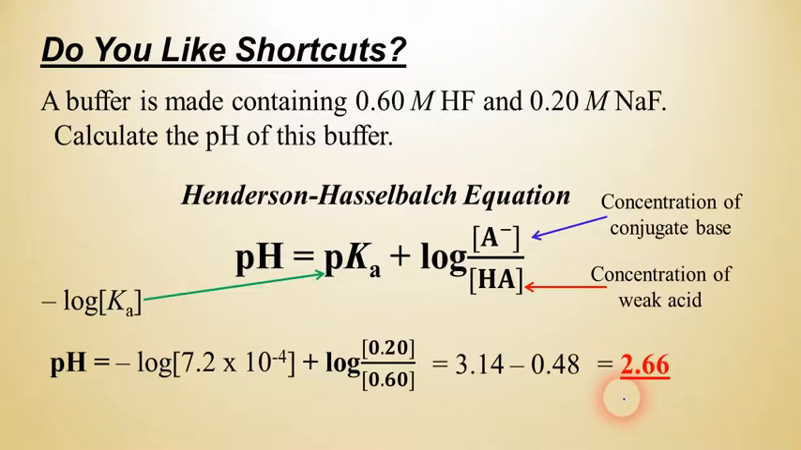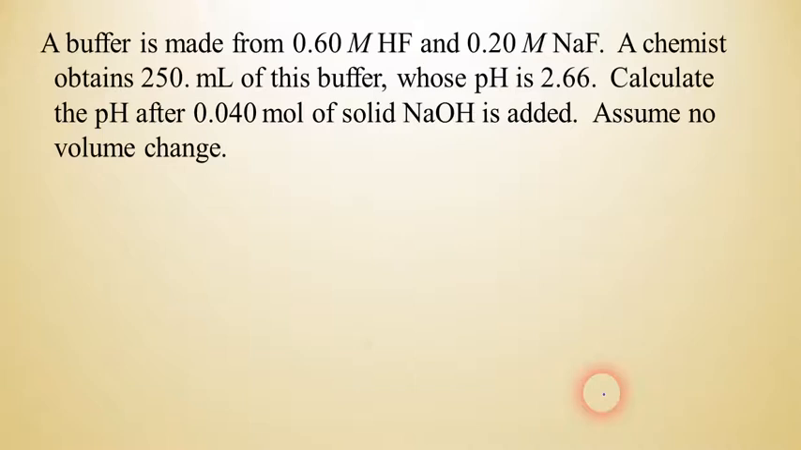And so let's take this buffer here, and we're going to do something to it. We'll do one more problem here, solving a buffer problem. This time, we're going to take this same buffer, made from 0.60 molar HF, hydrofluoric acid, and 0.20 molar sodium fluoride. We're going to have a chemist obtain 250 milliliters of this buffer, and we just said the pH is 2.66, and we're going to add something to it.